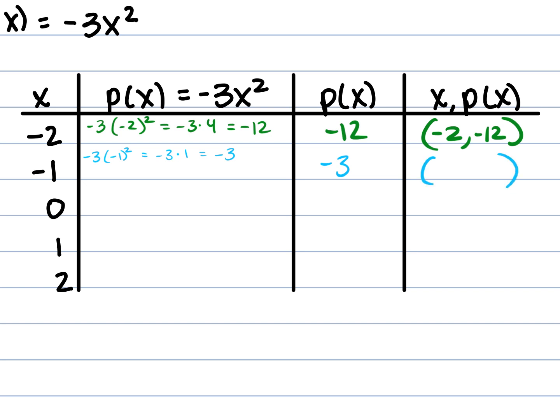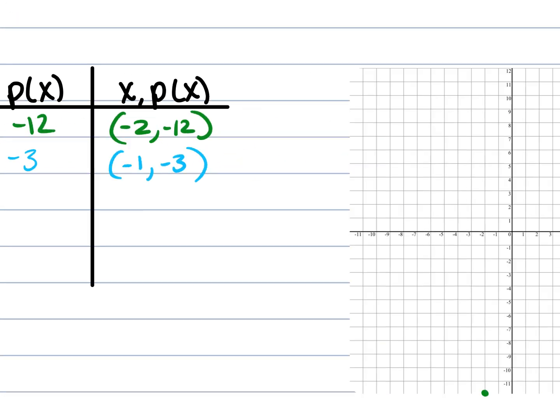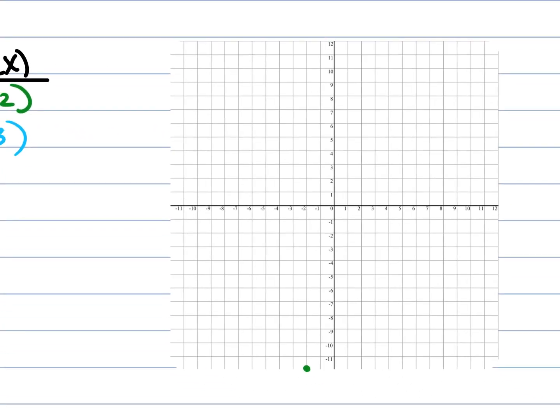Chris, what would our point be? We need two numbers for our point. Negative 1, negative 3. So let's put that on our graph. So we go to the left to negative 1 and down negative 3.